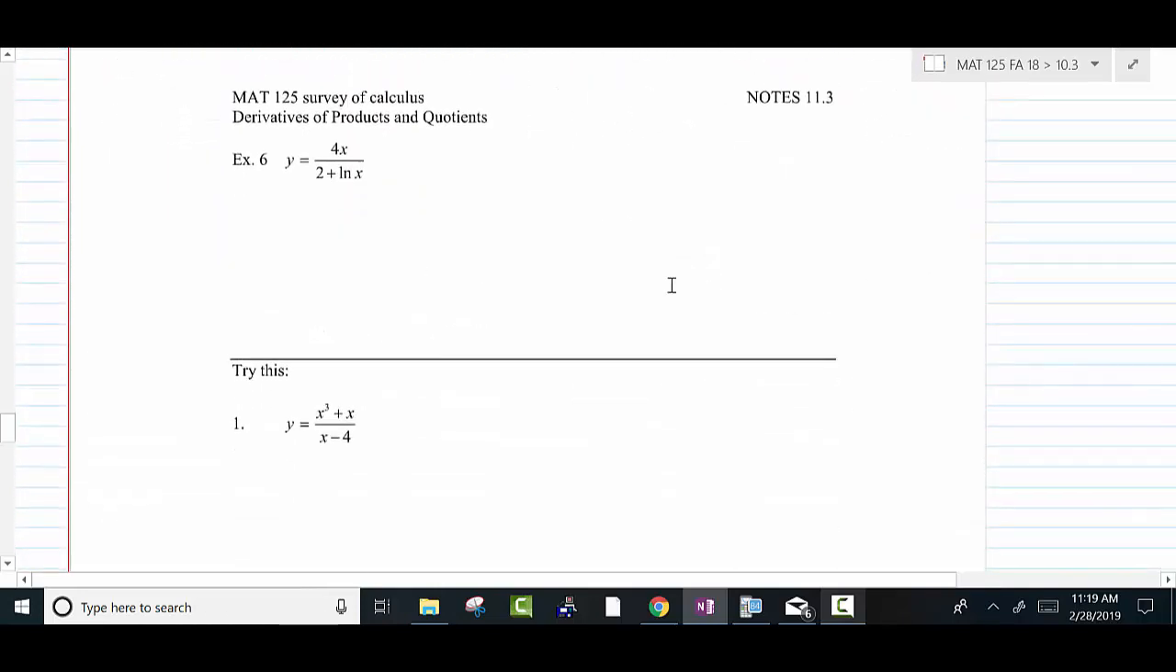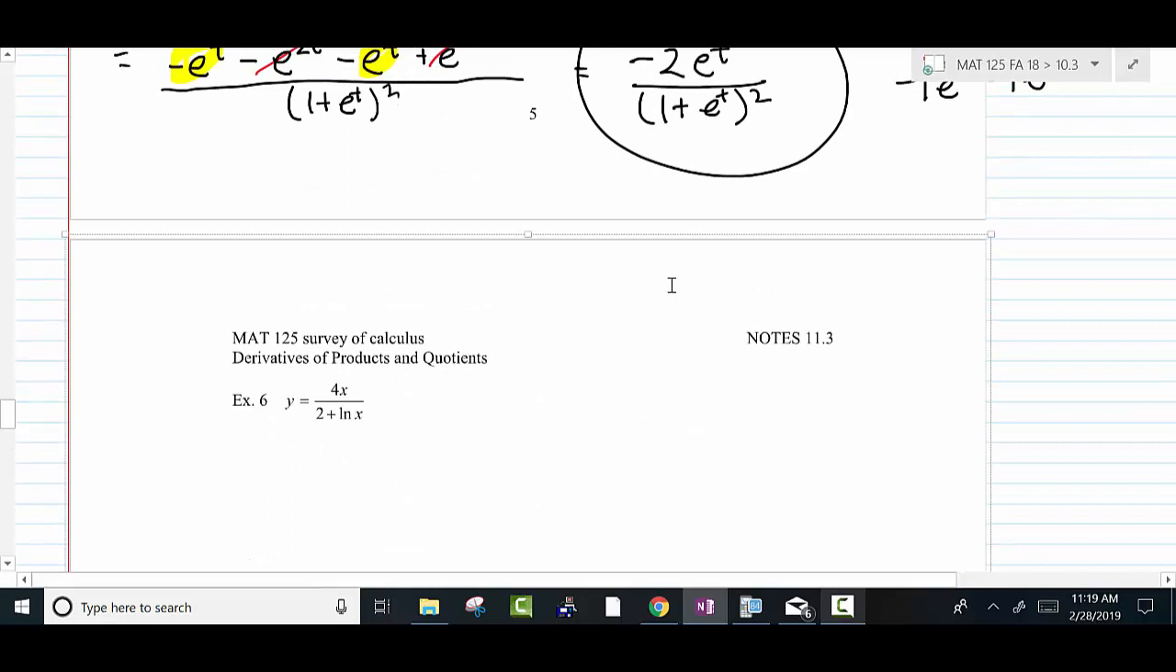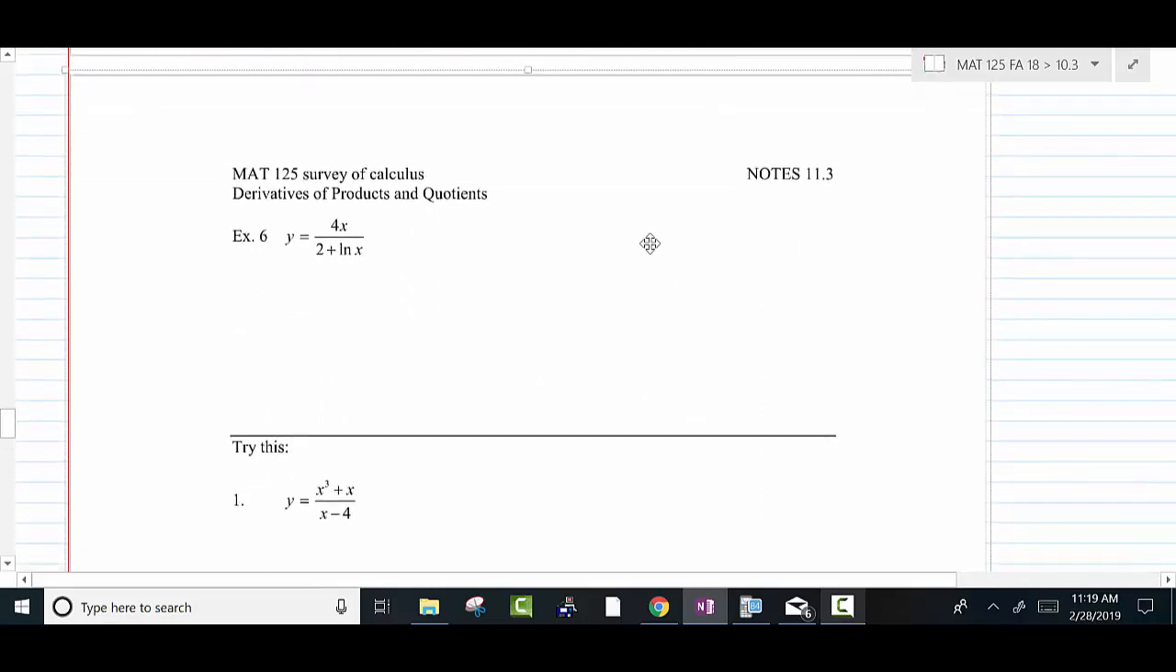Okay, I'm going to do one more, and then I'll put you to work and see how you fare on one of these. No choice on this but to do the quotient rule. So you have the top and you have the bottom, two functions. So this time I'm just going to kind of set it up. I'm not going to write down the formula this time.